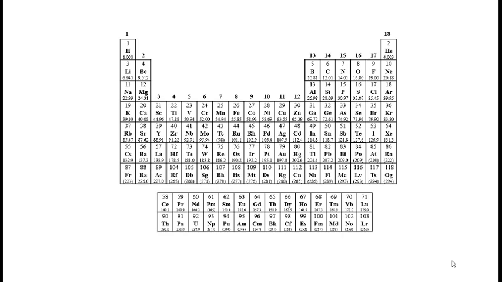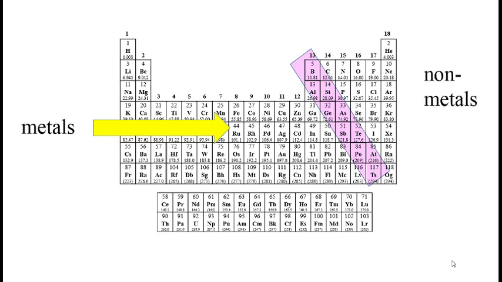We often think of an element as a metal or a nonmetal. The border runs along a diagonal that is roughly here. The metals are the elements to the left of that diagonal. Metals tend to be solid, good conductors of electricity, and lose electrons when they react. The nonmetals are the elements to the right of that diagonal. Nonmetals are often gas, poor conductors of electricity, and gain electrons when they react.